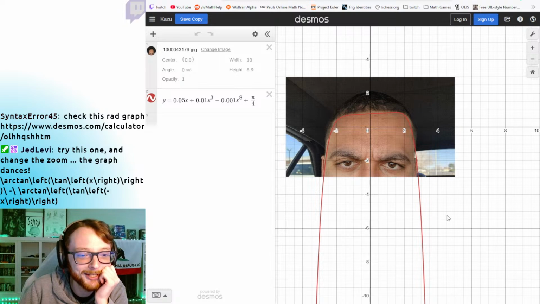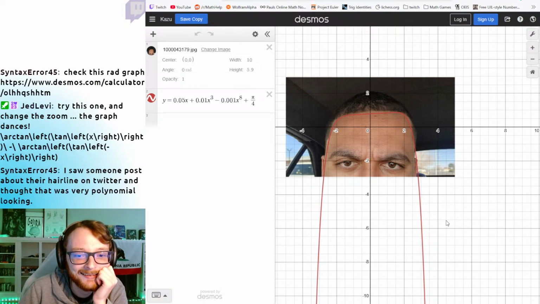What is this picture? Did someone model someone's forehead, like their hairline? Someone posted about their hairline on Twitter. It was very polynomial looking. Oh, that's kind of awesome. They got really lazy on the right side though.